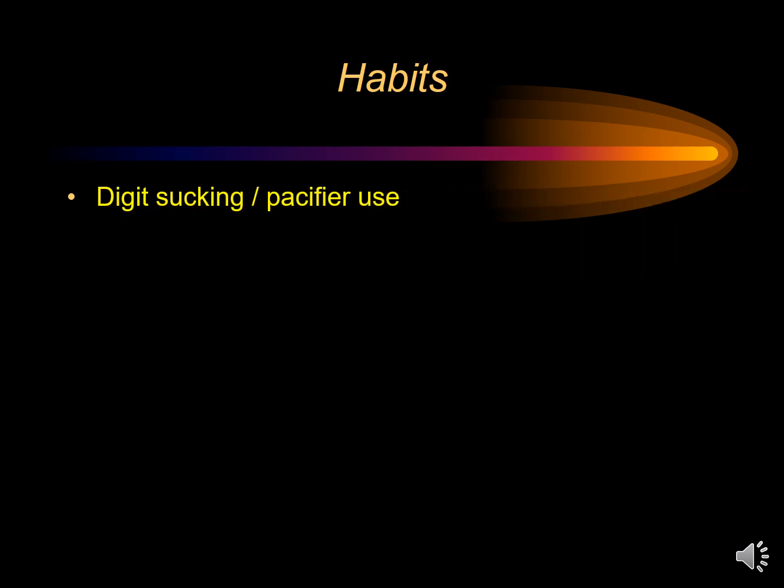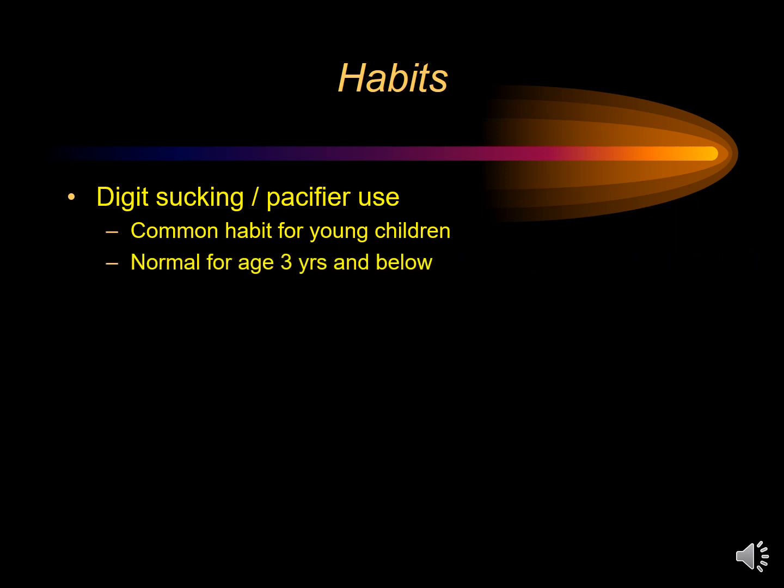Habits. Now, digit sucking and pacifier use. These are common habits in young children. They are usually normal as long as the patient is about age 3 and below.